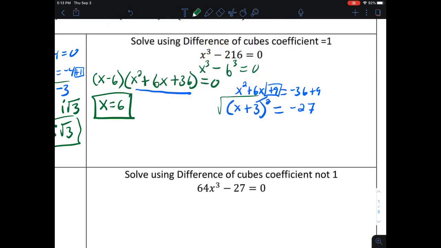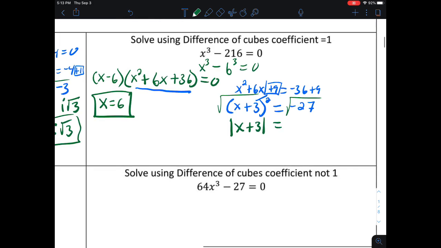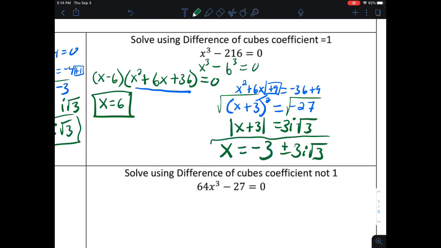We take the square root, and the square root of x plus 3 squared is the absolute value of x plus 3. The square root of negative 27 is going to be 3i root 3, because 9 times 3 is 27. Square root of 9 is 3. And take the absolute value off. That would make plus or minus 3i root 3. And we move the 3 over, so it'll be negative 3 plus or minus.